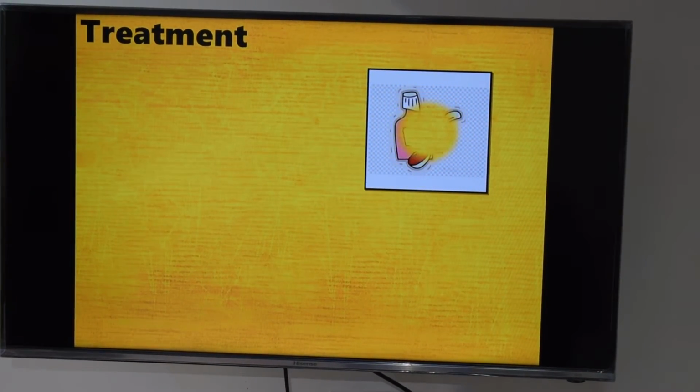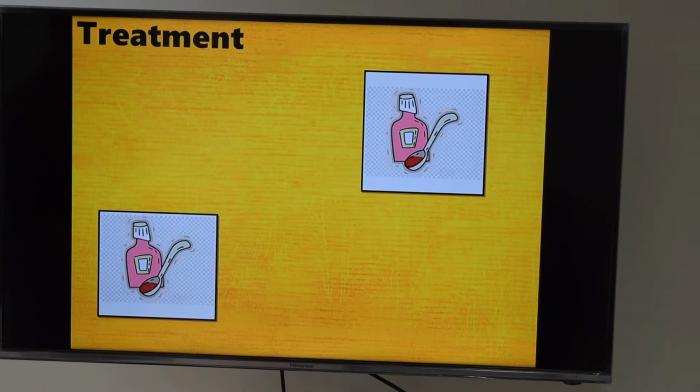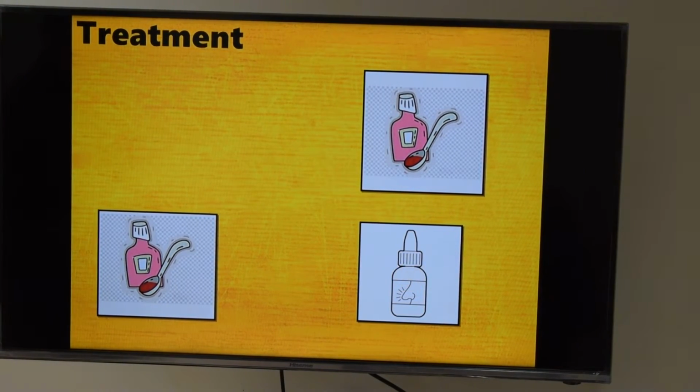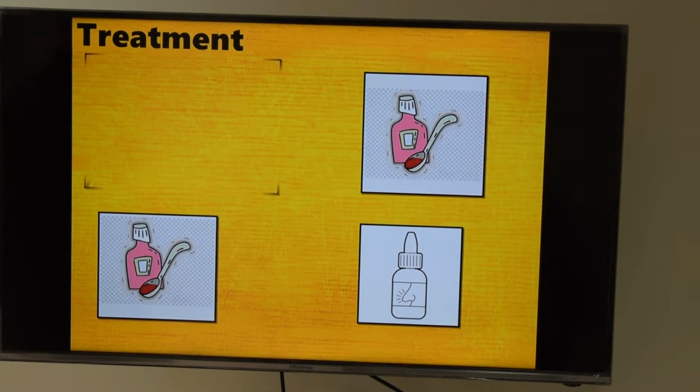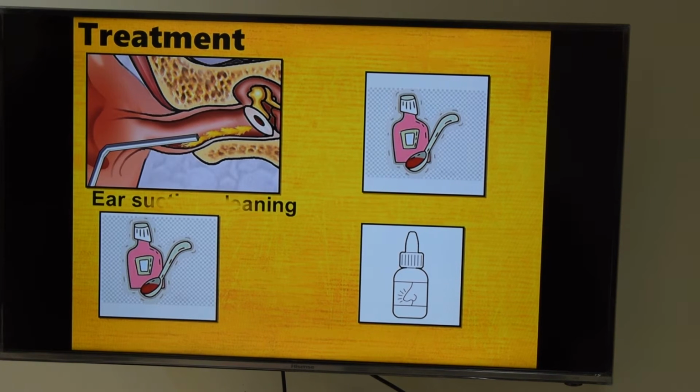Coming to the treatment, the most important treatment will be a thorough cleaning of the ear discharge with suction under a microscope if possible, so that we can prescribe antibiotic ear drops. So the first point will be suction cleaning of the ear.